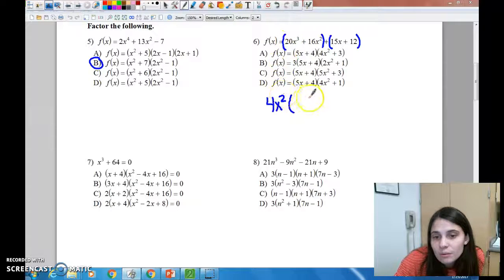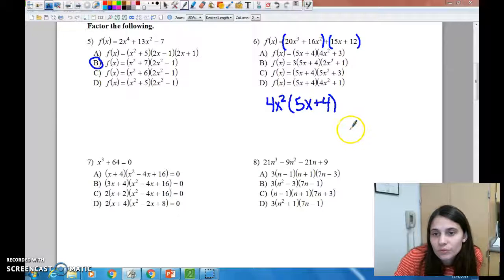So 20 divided by 4, I'm left with 5, and then x cubed divided by x squared, I have one of my x's left. Then 16 divided by 4 is 4, and x squared over x squared just cancels out, so I'm left with 5x plus 4.